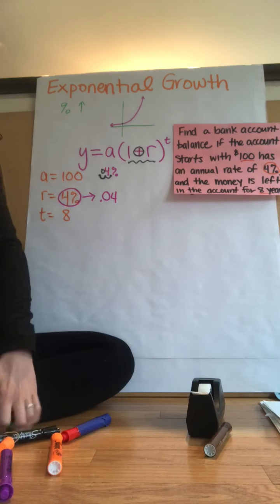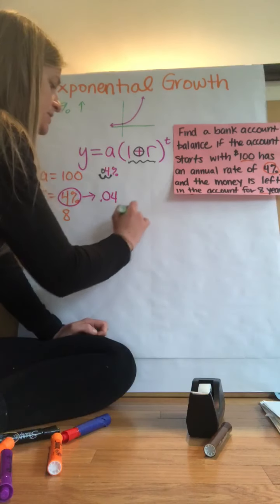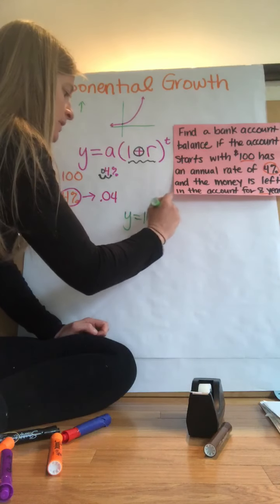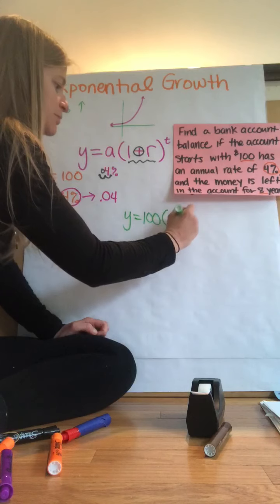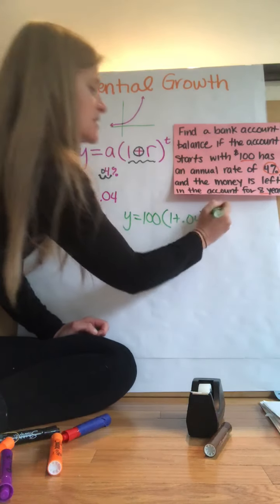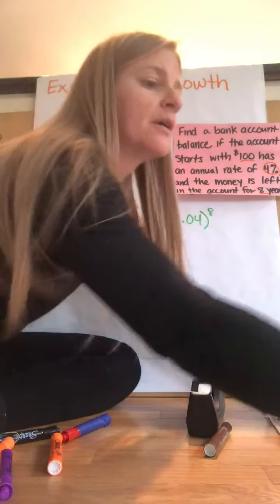Y equals, so the amount in the account equals $100 to start, times (1 plus 0.04), that was my rate, to the 8th power.